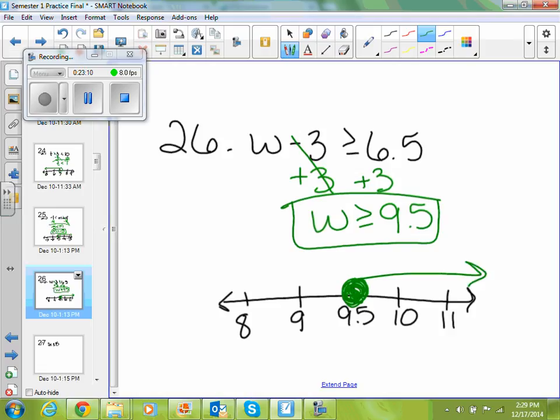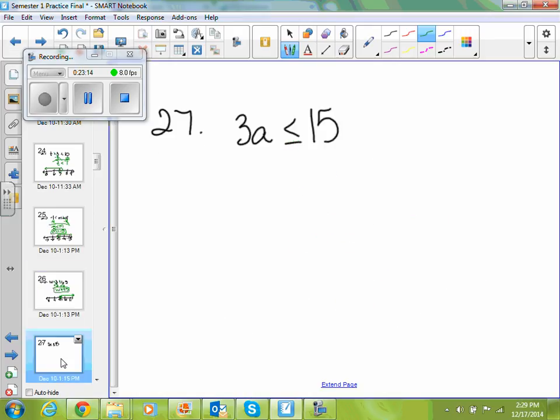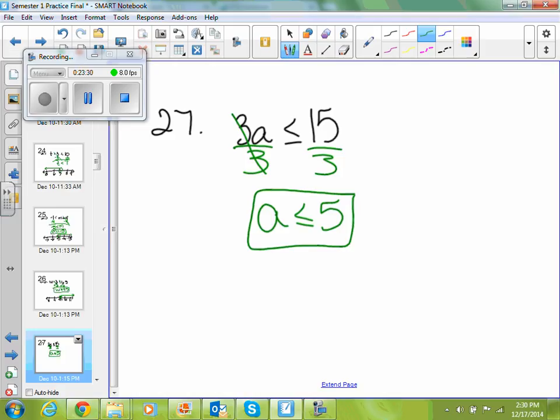So any questions on that page? Okay. We're getting close. We're close to being done for today. 3a is less than or equal to 15. What do I do? Divide by 3. So what do I get? Okay. You guys know how to graph, so we're not going to bother graphing these ones.